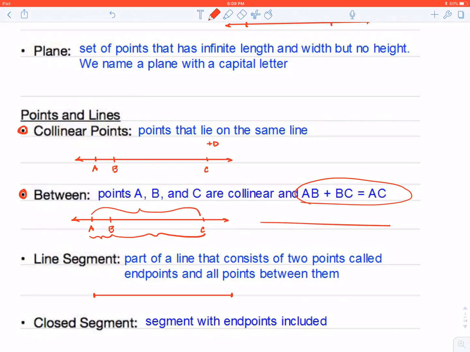If I were to move these around, and so that I had something like this, then this particular statement would not be true. Work through that one on your own and you'll see that that particular statement is not true.